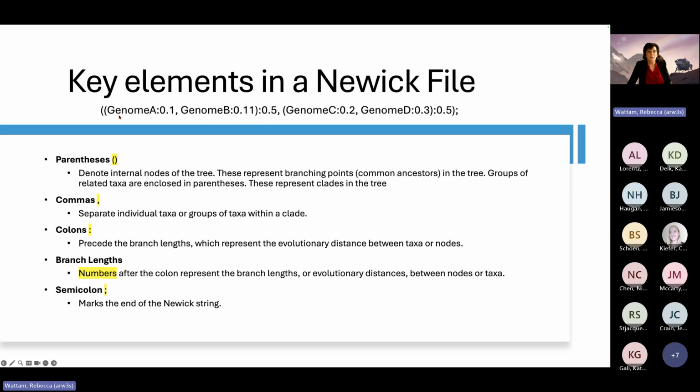And what you pay attention to are the parentheses, which show the different associations between these organisms. So the parentheses are looking at how either the common ancestors or the branching points are. And another thing you pay attention to are the commas. The commas are separating the organisms, which are established by the parentheses. Then you pay attention to the colons. The colon directly precedes a number, which is a branch length.